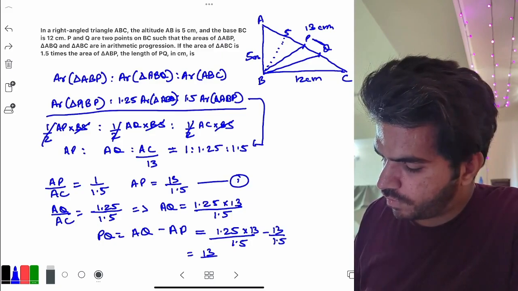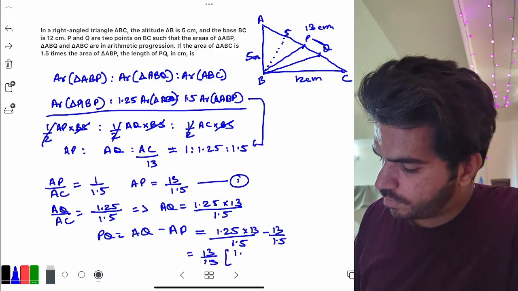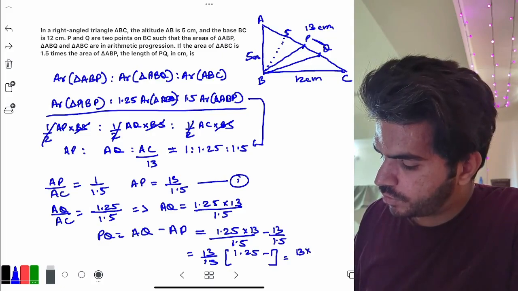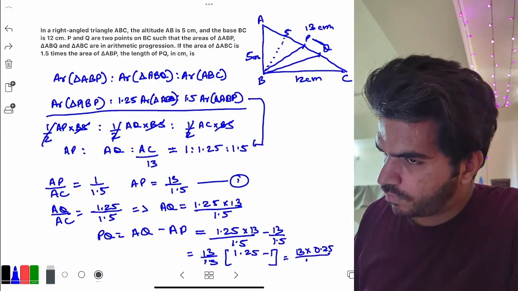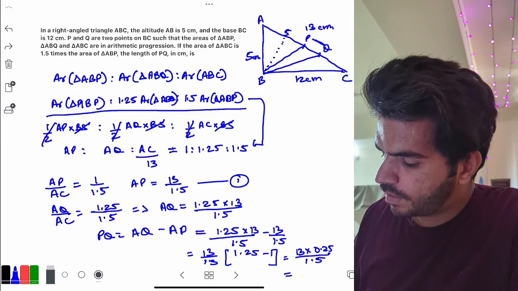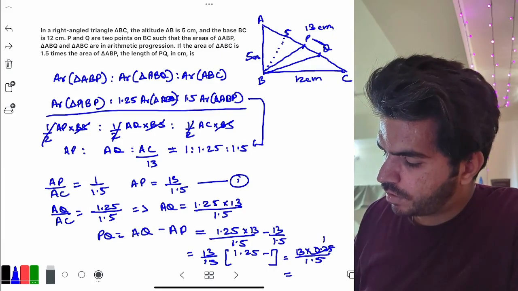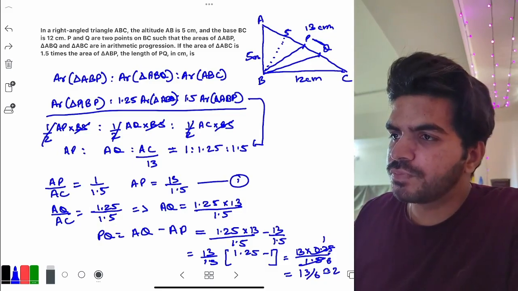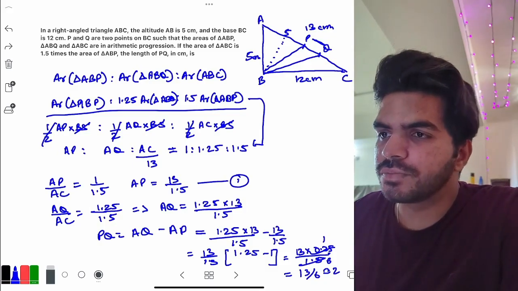Taking 13 by 1.5 common, we have 1.25 minus 1. This is equal to 13 into 0.25 by 1.5, which is nothing but 13 by 6, which is approximately equal to 2. So 2 is the answer.